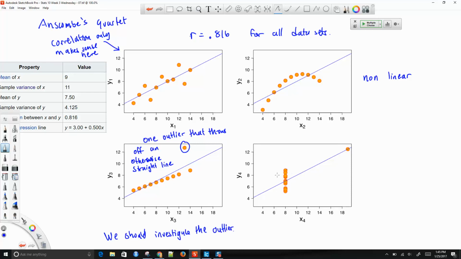Okay, and then over here, this one, this is like the most egregious. This is pretty much all of your data comes from when x is equal to 8.